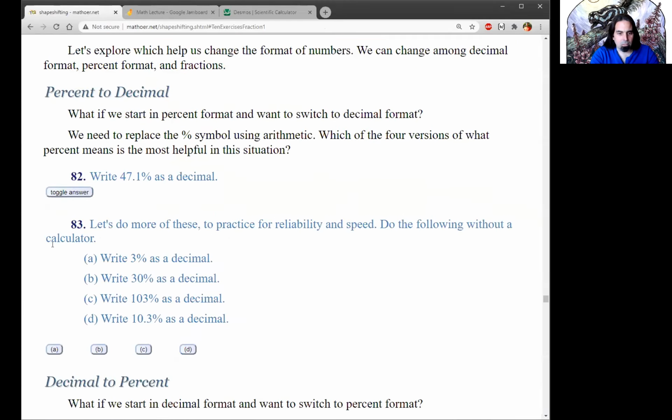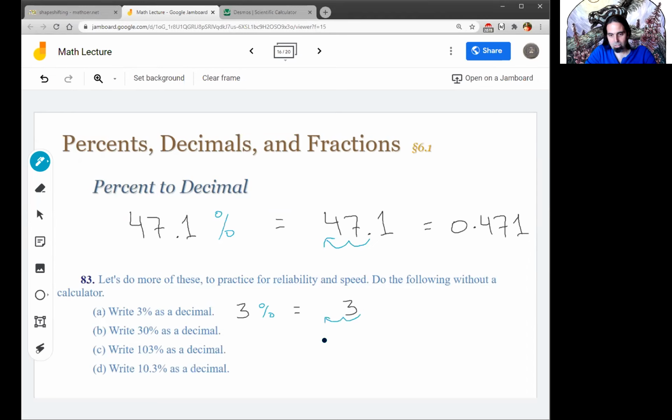Okay. So if I have 3%, does it help if I color my percent symbol in a different color as I do these? Yeah. So I want to keep that 3, but replace the percent symbol. What do I replace it with? Decimal. The 2 scoots. This one I need to write in a 0, right? So I'm going to get 0.03. So it's always 2 scoots? Always 2 scoots because percent always means out of 100. Oh, right.